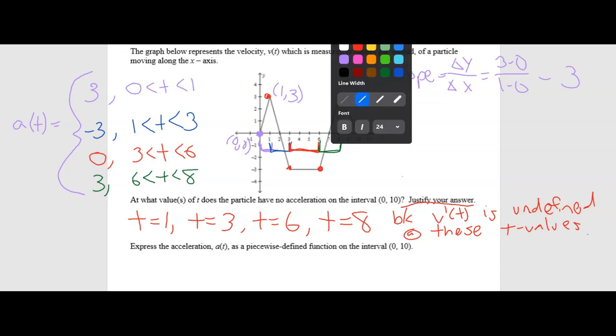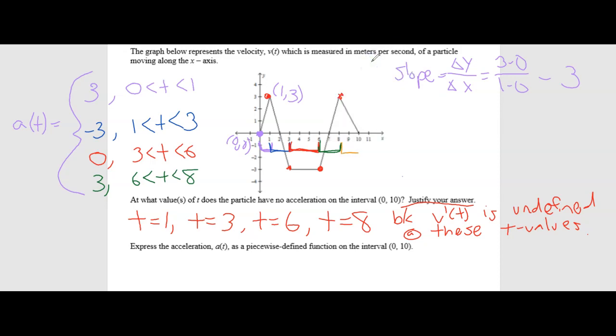Our last interval, I'll do in orange, from 8 to 10. And this is a slope of negative 1.5. So negative 1.5. That is from 8 to 10. I'll just erase this down here.